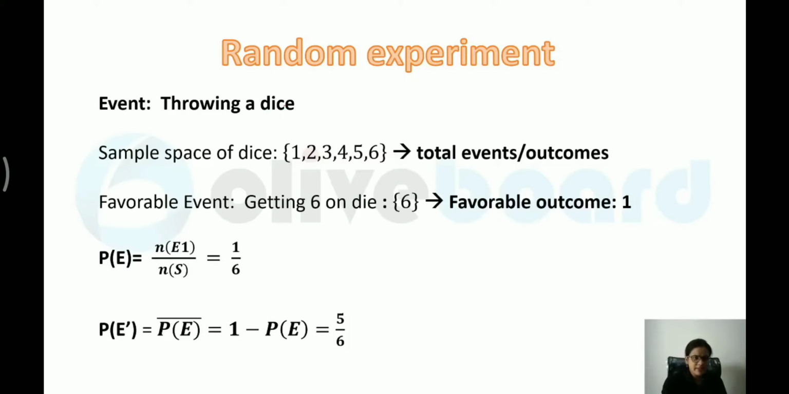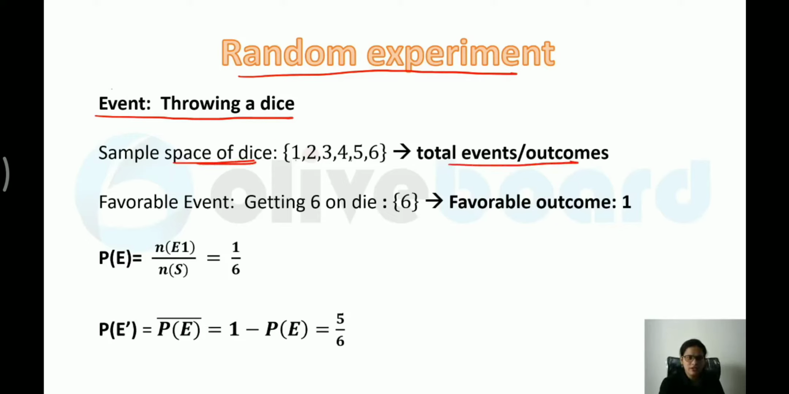I have taken one random experiment. What is the random experiment? My experiment is throwing of a dice. Now, what are the sample space or total outcomes? Total outcomes would be 1, 2, 3, 4, 5, 6. What is my favorable outcome or required outcome? The favorable event is nothing but the event which you want. I am defining it as the event of getting 6 on the die.